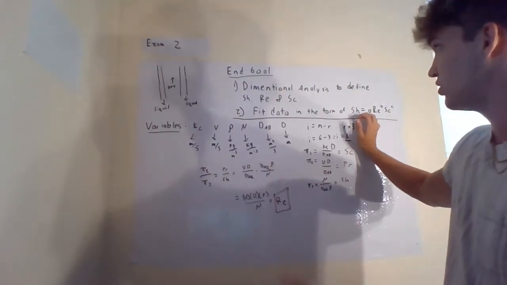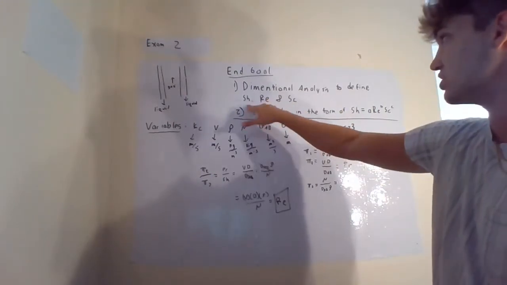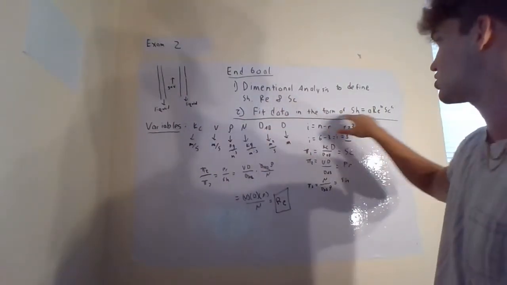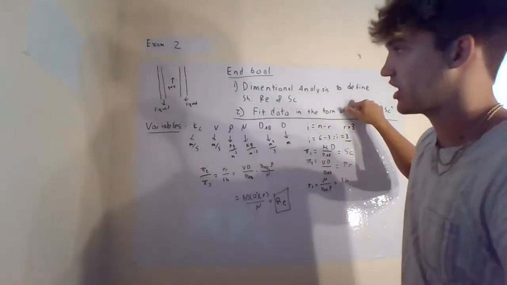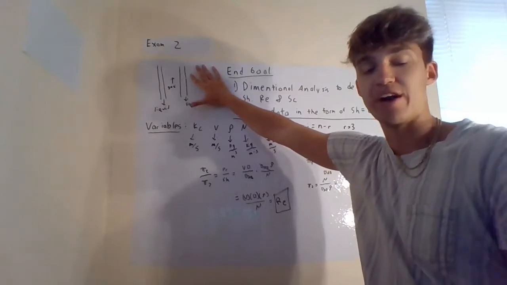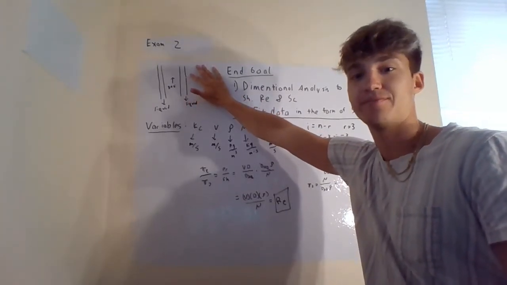So just as a review, we did dimensional analysis to define these three groups, and now we're going to move on to part two, fitting the data in the form of this little equation right here in order to characterize this picture right here. So that is part two coming up now.